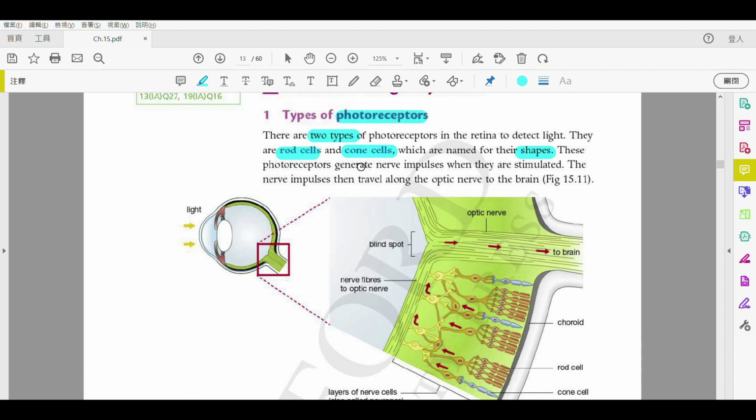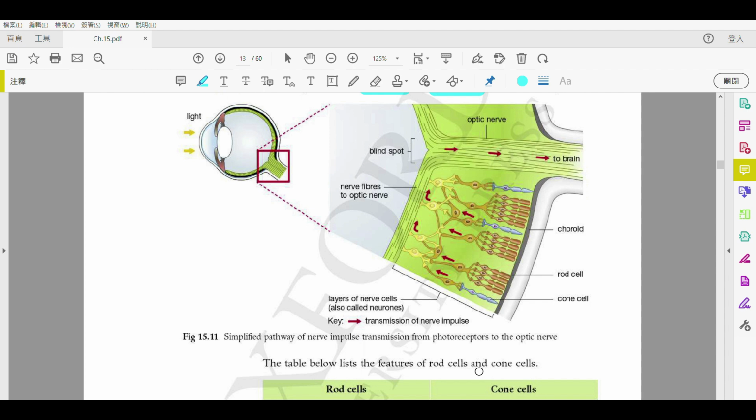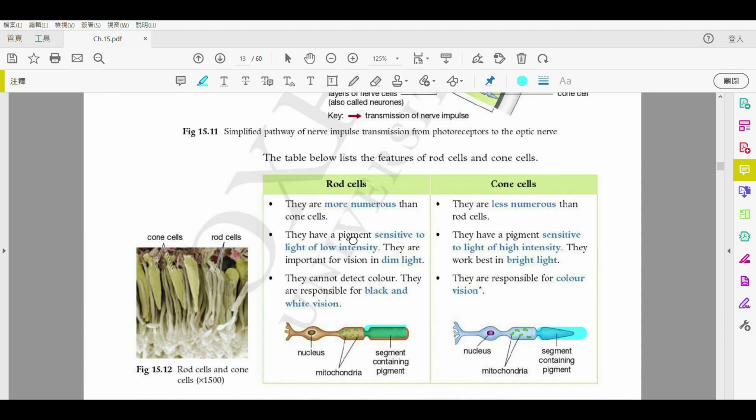They are just very similar words, but again we'll keep on using these verbs. 不斷用緊呢啲嘅動詞㗎啦。Generate nerve impulse, stimulated. And then the nerve impulse travel along, sent along the nerve, the optic nerve to the brain. So in the following we're going to compare 去比較啦 the rod cell and cone cell, and it is quite important for the comparison. So rod cell, they are more numerous.